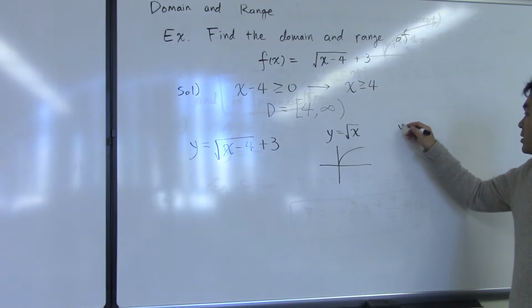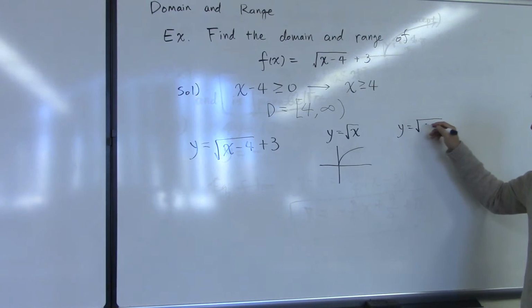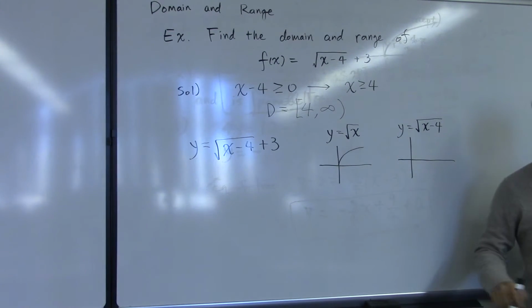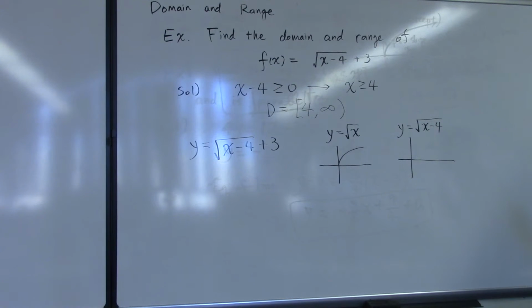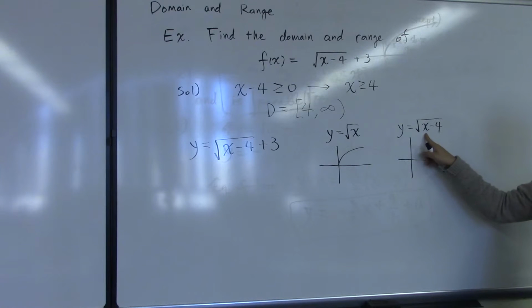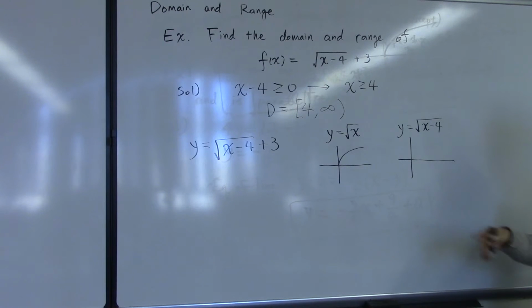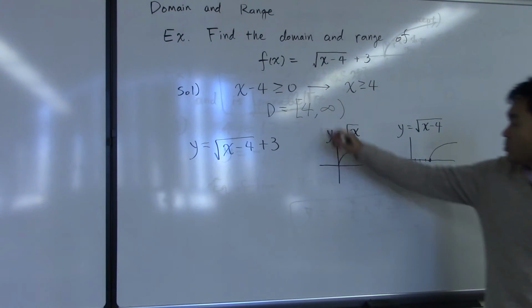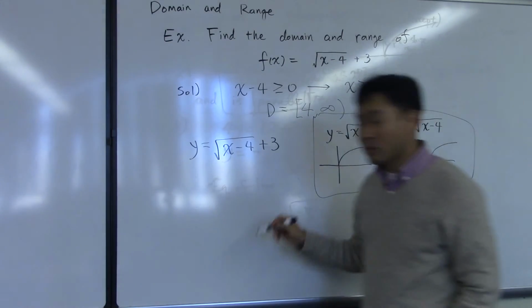Now let's think about what happens if you draw the graph of y equals square root of x minus 4. What happens to the graph? It shifts to the right. Shifts 4 to the right. If you modify something to the variable, the graph will do the opposite of what you think. So even if you're subtracting 4 from x, it actually moves to the right, not left. So here's 1, 2, 3, 4, and it goes there.